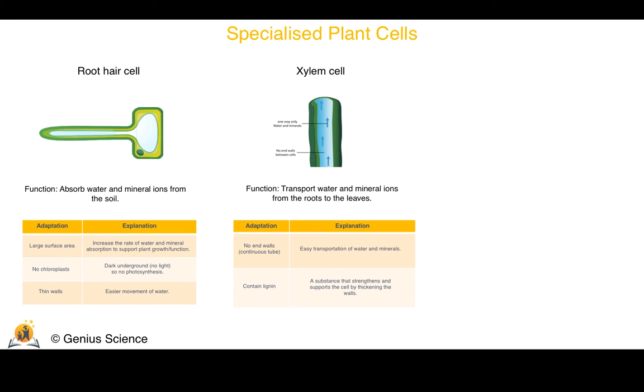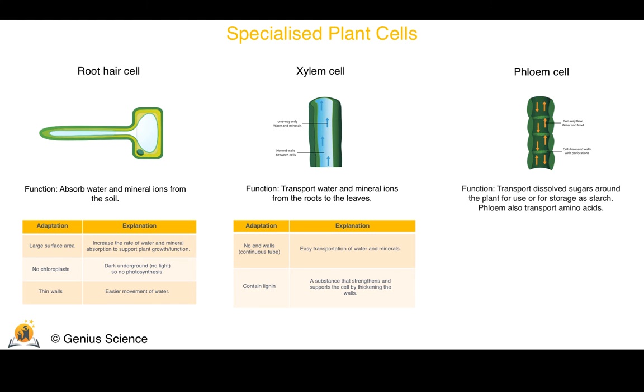Lastly, we have phloem cells, which make up phloem tissue within the plant. The function of phloem cells is to transport dissolved sugars around the plant for use or for storage as starch. Phloem also transport amino acids. Adaptations of phloem cells include sieve tubes that are highly adapted for transport. They contain no nucleus and have perforated ends to allow the cytoplasm of one cell to connect to another. Perforated just means it has tiny holes.